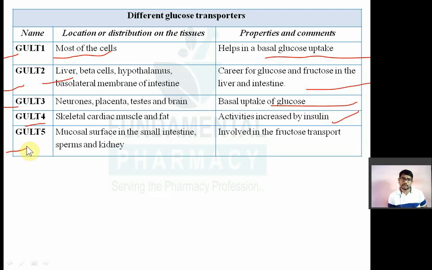Now GLUT5 is found on the mucosal surface of small intestine, sperms, and kidney. It is also involved in fructose transport. Remember, free fructose is present only in sperms. These are the different glucose transporters.